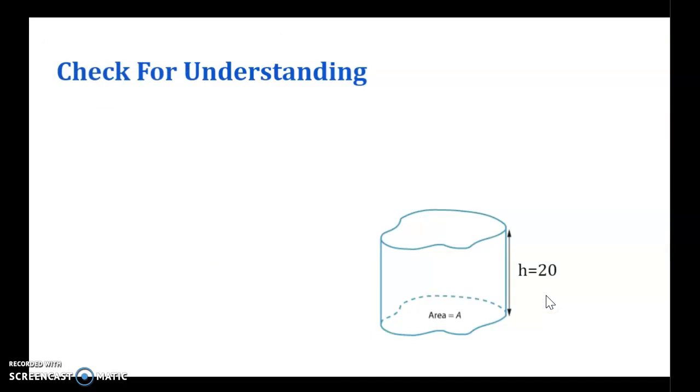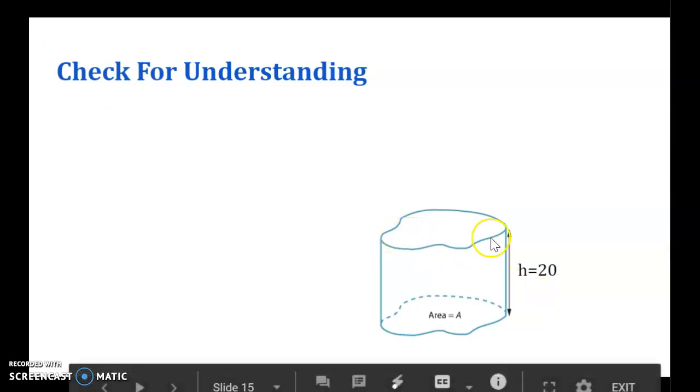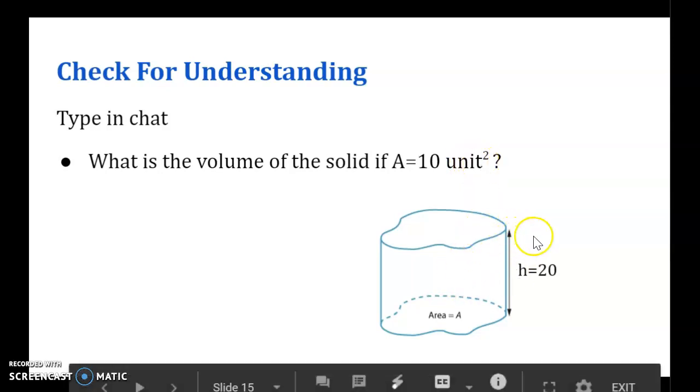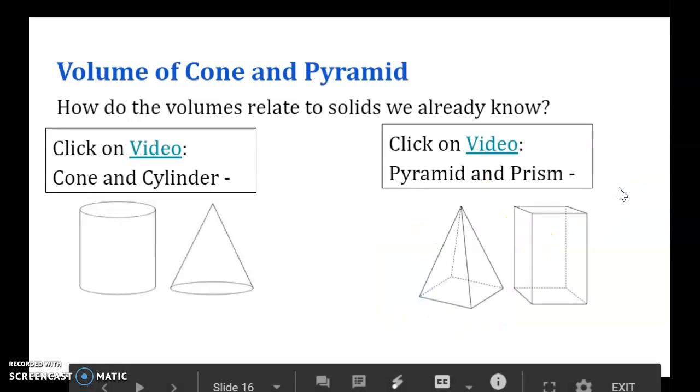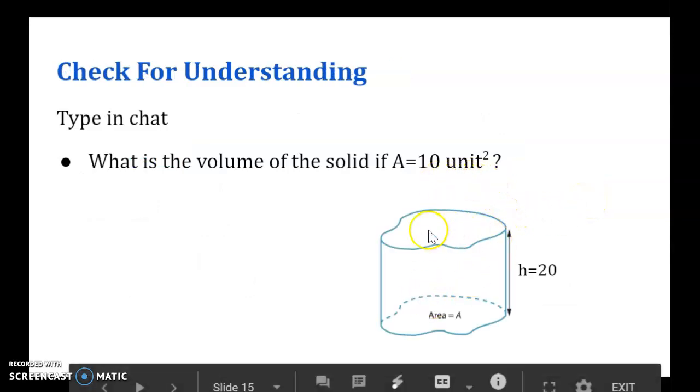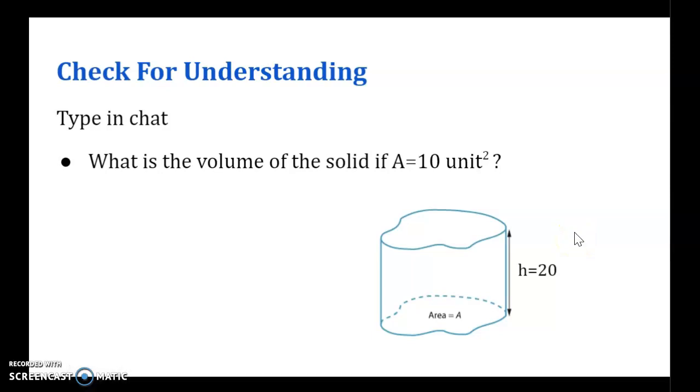Okay, so what about this problem? If you have some weird shape and you are told the area is 10 units squared, then can you figure out the volume? Well, since we know that the base area is 10, you just need to multiply by the height, which is 20. So 10 times 20 is 200 cubic units. So that's what you should have gotten.